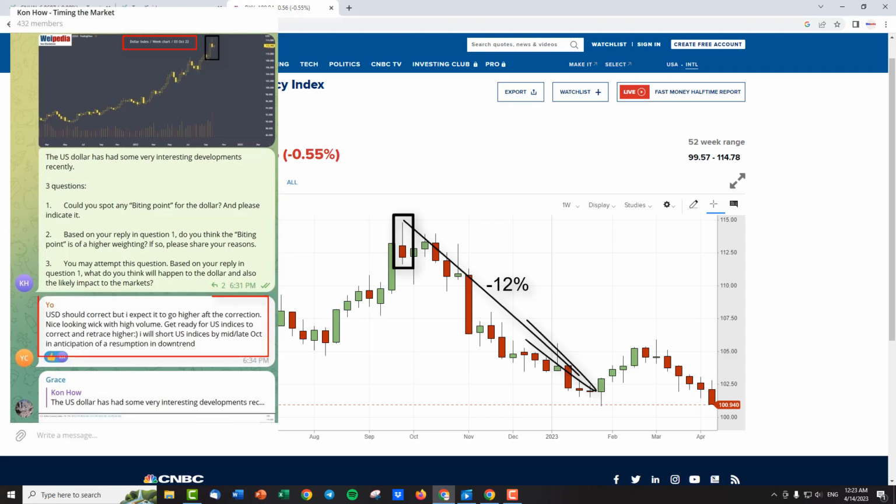And the reply was that the US dollar should correct. He was referring to the US dollar, saying that he would short the US dollar by late October in anticipation of a resumption of the downtrend. Grace also said the US dollar had a very interesting development lately, and that was October last year, based on just very technical study, and we could see that the US dollar has depreciated about 12%.